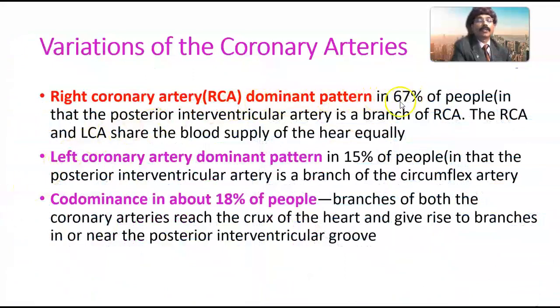Here, variation of the coronary arteries. The right coronary artery is dominant in around 67% of the population, in which the posterior interventricular artery is a branch of the right coronary artery. The right and left coronary arteries share the blood supply of the heart equally. So this is H-E-A-R-T, heart. Okay, this is a typo. Left coronary artery dominance occurs in 15% of people, in which the posterior interventricular artery is a branch of the circumflex artery.